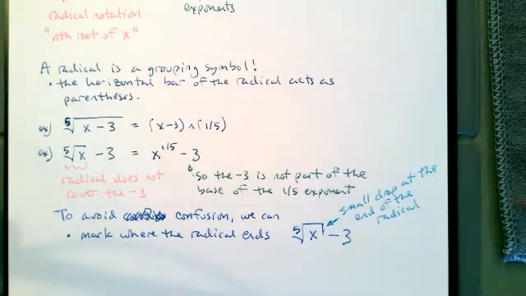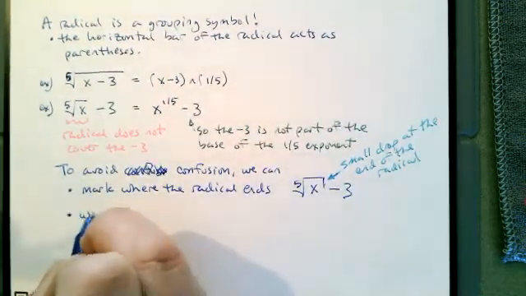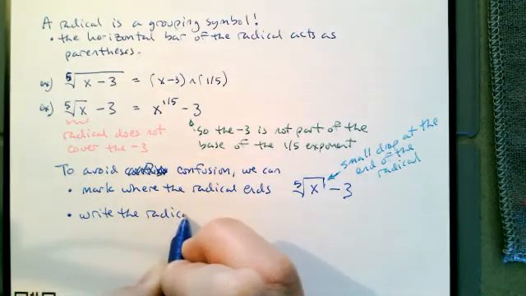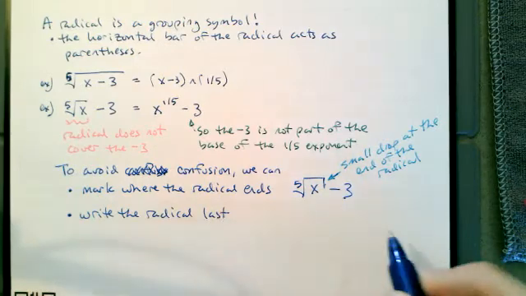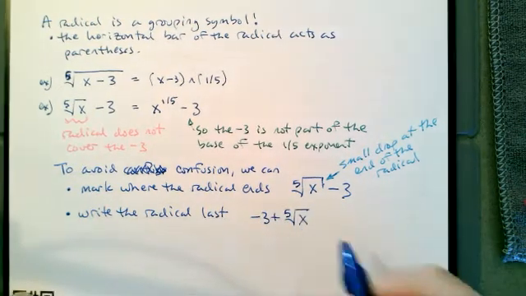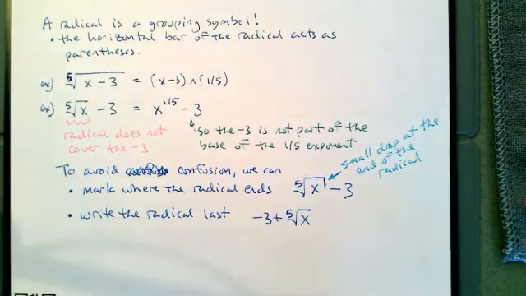Another strategy we might employ is, let's just write the radical last. So just write minus 3 plus the fifth root of x. Just make the radical the last thing in the expression, so it's very clear. We can see nothing after the x. So that would be a more radical solution to the problem.